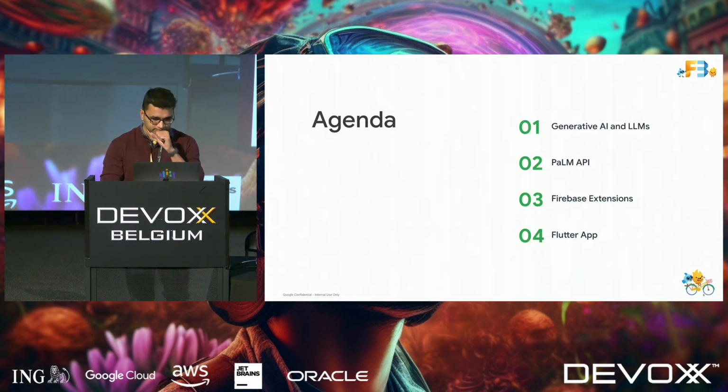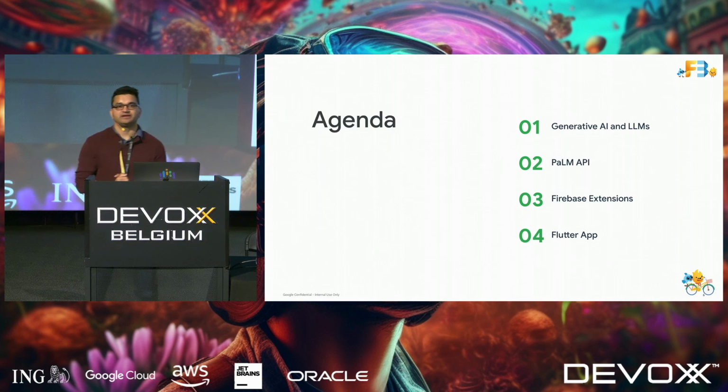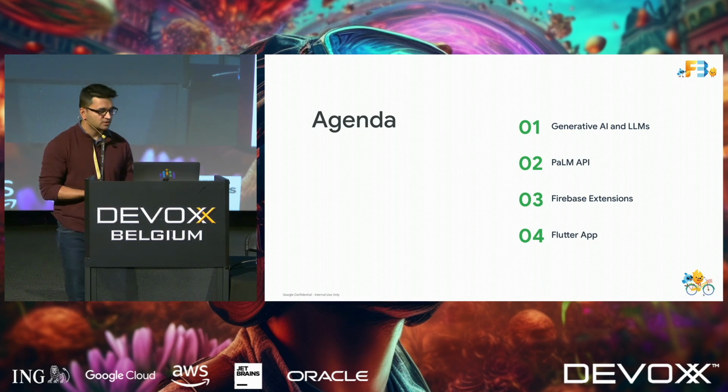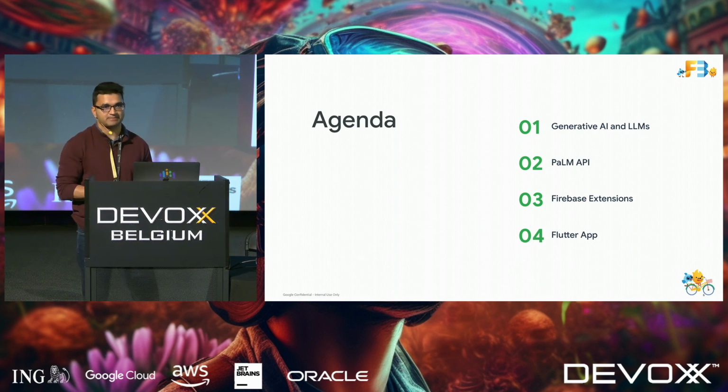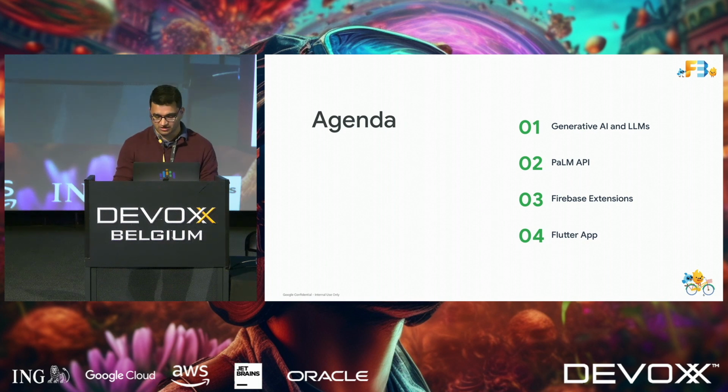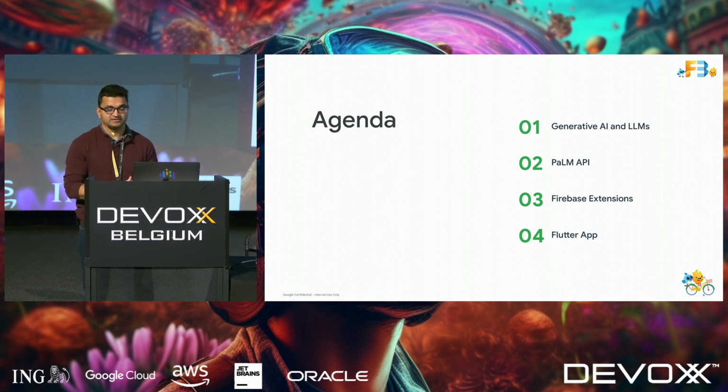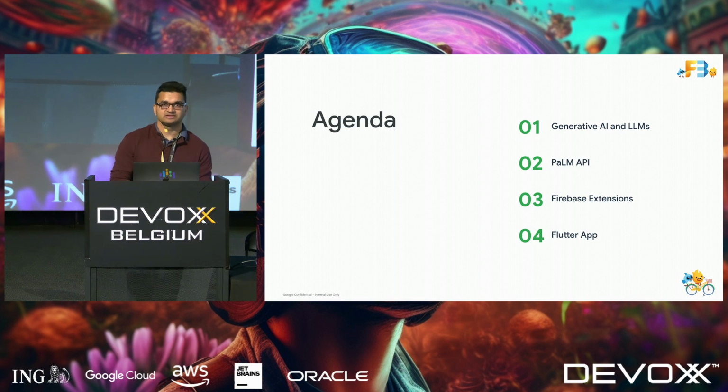idx.dev. Sounds good. So what is our agenda for today? We'll start with talking a bit about generative AI and large language models. We'll then talk about the PaLM API, an API where you can quickly and easily use these language models in your app, irrespective of what platform or framework you're running on. We'll then talk about Firebase Extensions, and we'll see how we can very easily use the PaLM API in our apps without spinning up any extra infrastructure on our end. And finally, we'll dive into the Flutter app, which I just demoed.